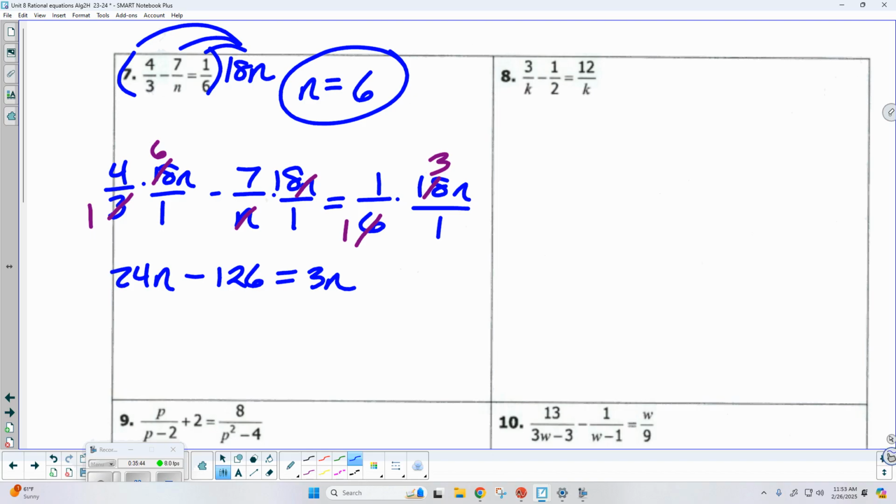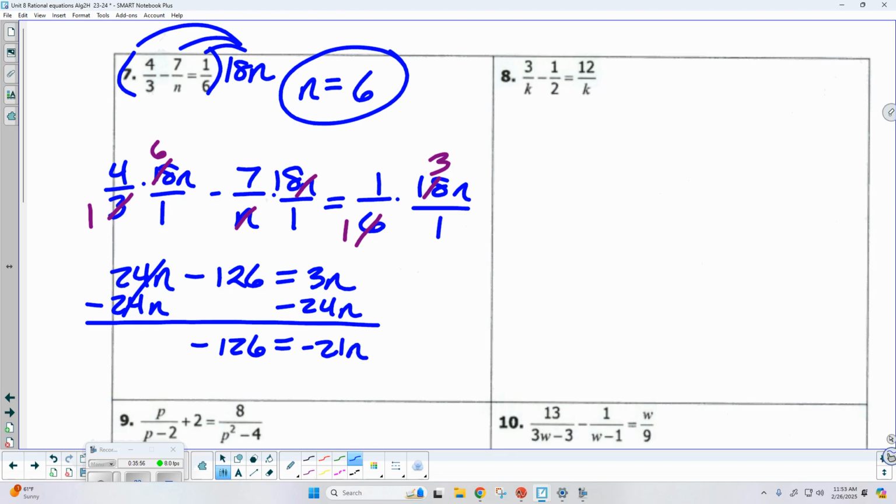All right. Well, now let's subtract the 24n over. Those are going to cancel. So a negative 126 is equal to a negative 21n. What would I divide by? Negative 21. And checking your calculator, that's still going to give you 6. Now remember, even Ridley gave me another multiple. He went ahead and said 12n. Would that work? Yeah, as long as it removes all your fractions, it's going to work out.